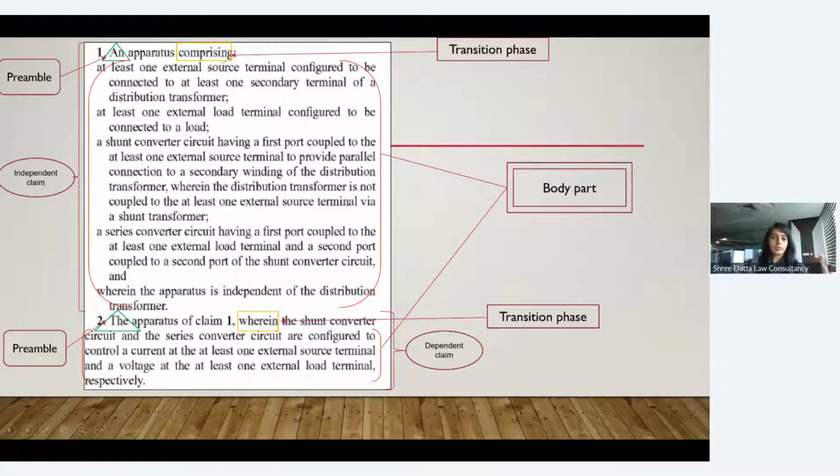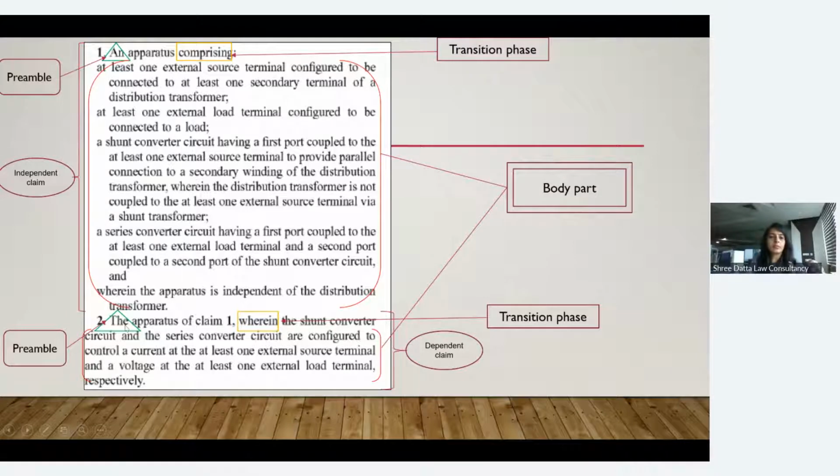In the transitional phase, you have to keep the colon, and each and every part that is separated by way of the semicolon or the comma. Then this is the second claim, the dependent claims.